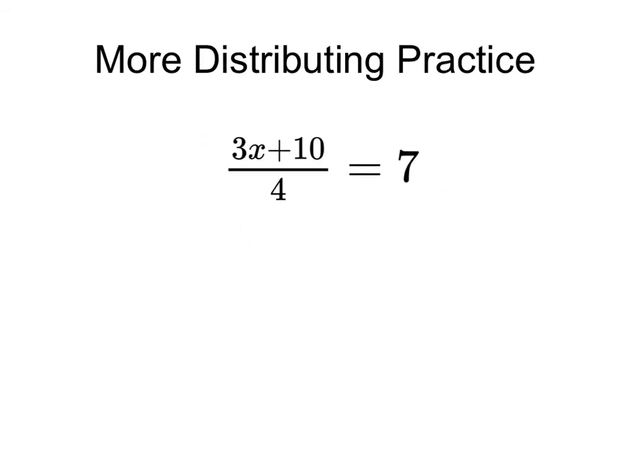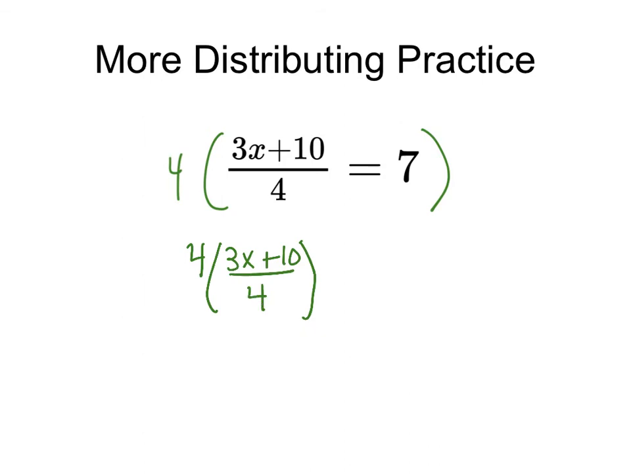This is a different type of use for the distributive property. In this one, we want to get rid of this 4 in the denominator. And to do that, what we can do is distribute a positive 4 to everything inside the parentheses. So to this whole term and to this whole term. And I'm going to rewrite it like this: 4 times the quantity of 3x plus 10 divided by 4 is equal to 4 times 7.